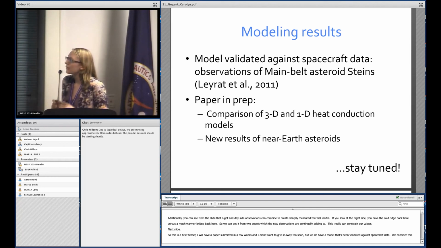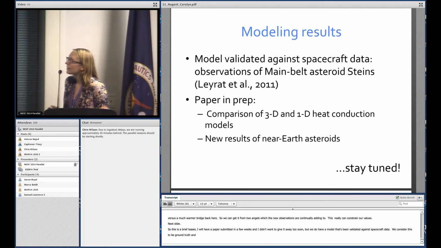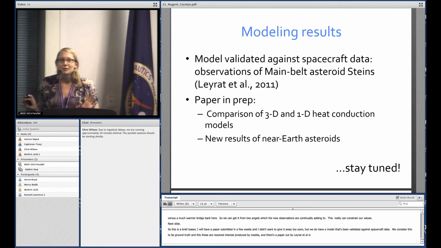And these are resolved images of main belt asteroid Steins produced by Rosetta. There's a great paper out by Leyrat et al. in 2011. We have a comparison of 3D and 1D heat conduction models in our paper and several new results of near-Earth asteroids. So stay tuned. Next slide, please.